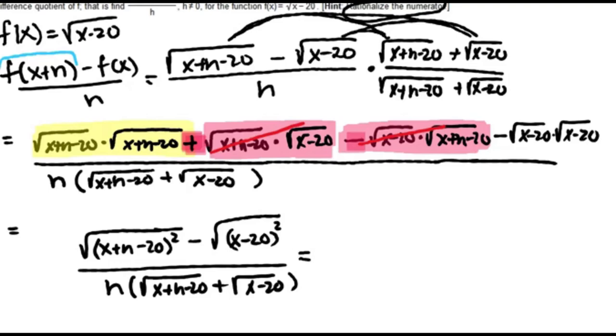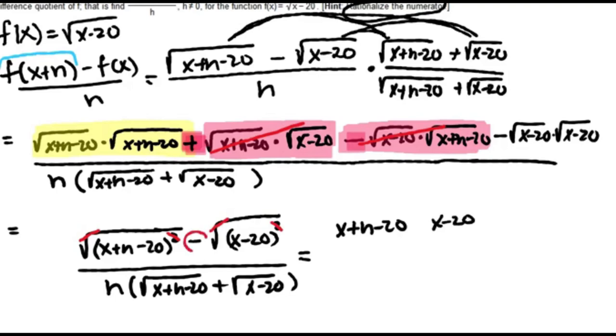And what we know is that square roots and squares are opposite operations. So they cancel each other out. So we're going to get x plus h minus 20. We're getting that because the square root and the square are opposite operations and they cancel. And then on the next term, the square root and the square cancel each other out, and we're left with that x minus 20.